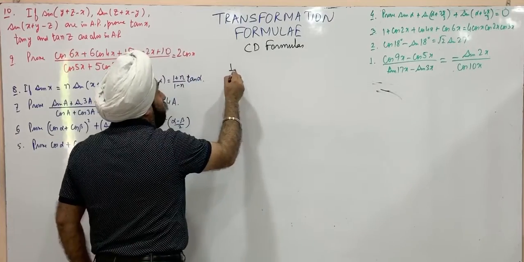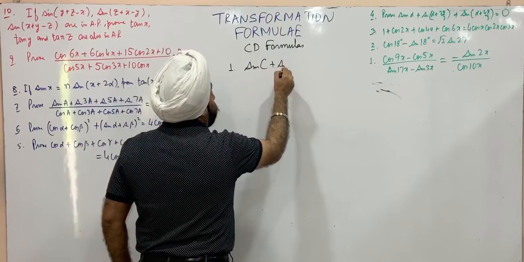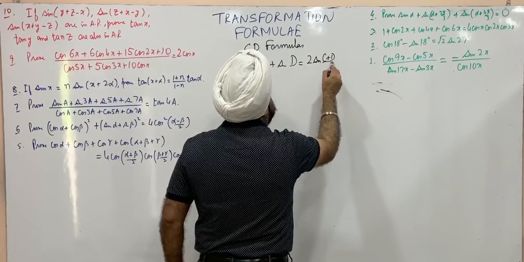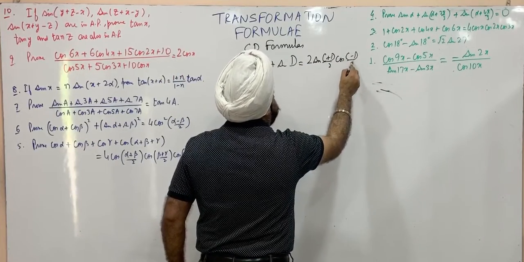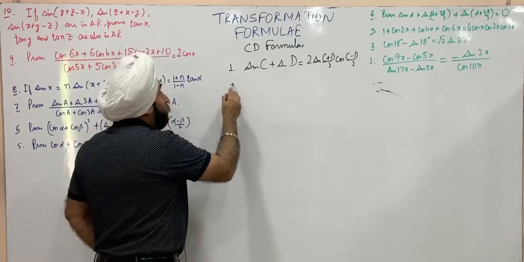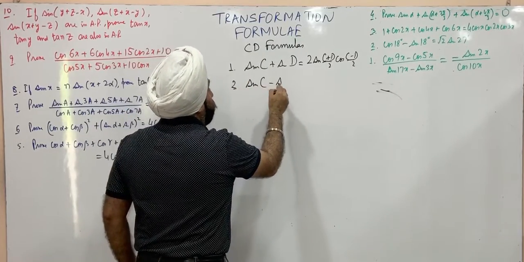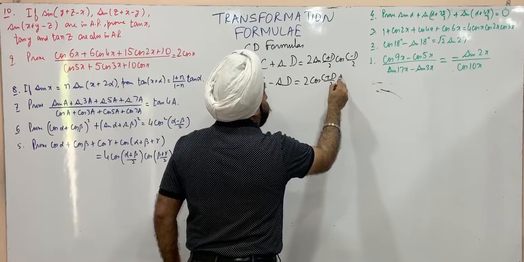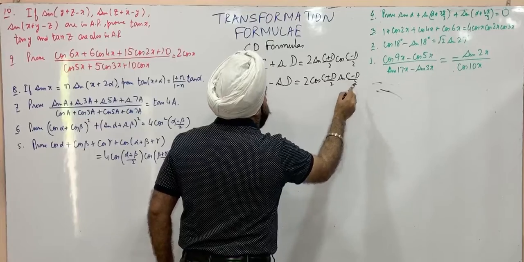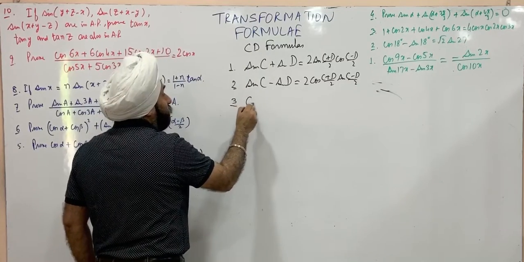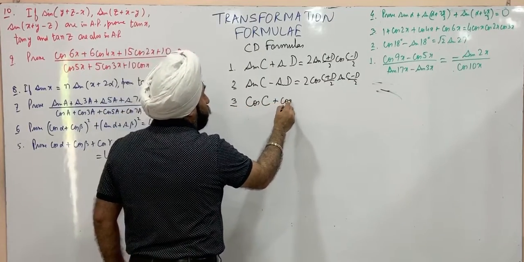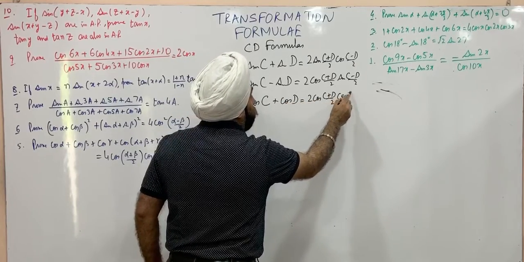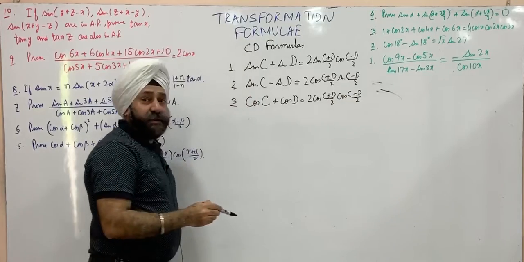So these are the four formulas: sin C plus sin D is equal to 2 sin of (C plus D) by 2 into cos of (C minus D) by 2. Sin C minus sin D is 2 cos of (C plus D) by 2 into sin of (C minus D) by 2. And the third one, for cos C plus cos D, is 2 cos of (C plus D) by 2 into cos of (C minus D) by 2.